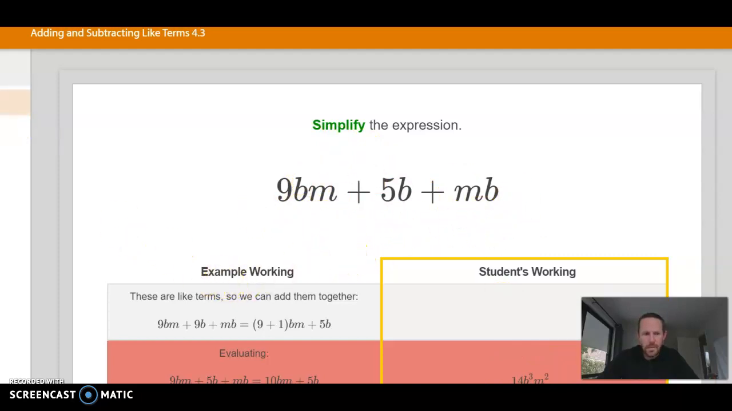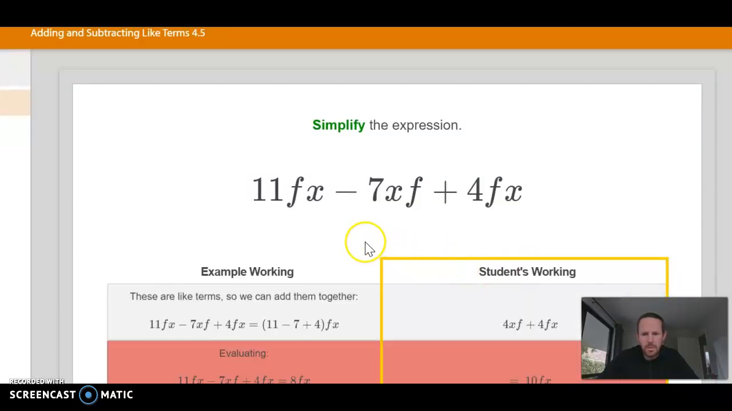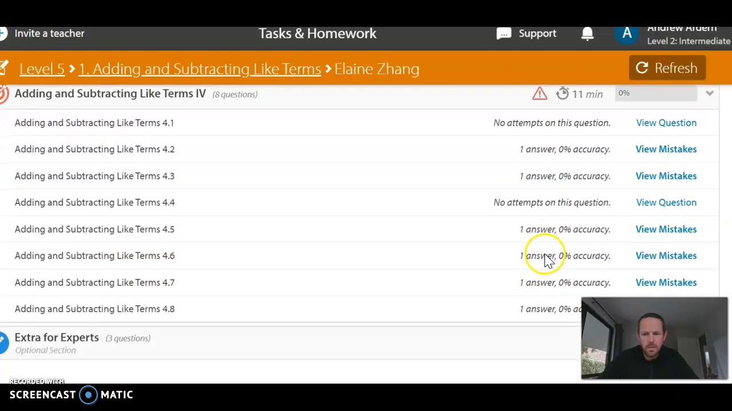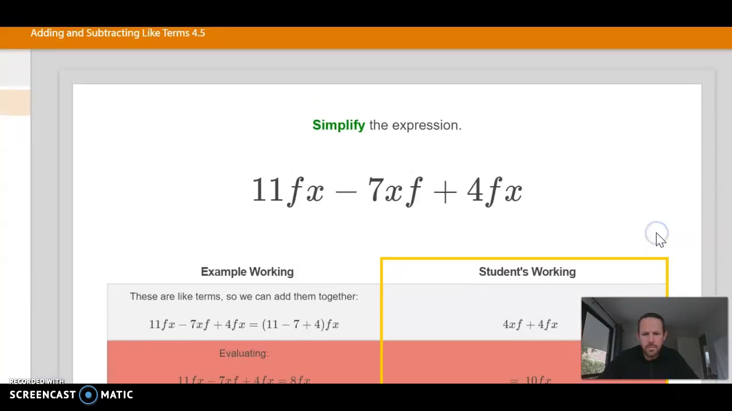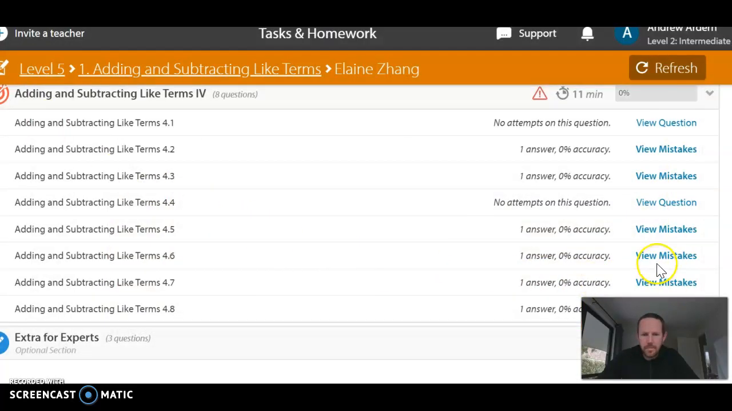Alright, let me just find one more. You've actually got this one right, so that's good. Sorry, you haven't got it right. You've got the first part, not the second part. So this looks correct. 4 XF. Oh, 4 plus 4 is not 10. You know that. Let's just view this mistake.